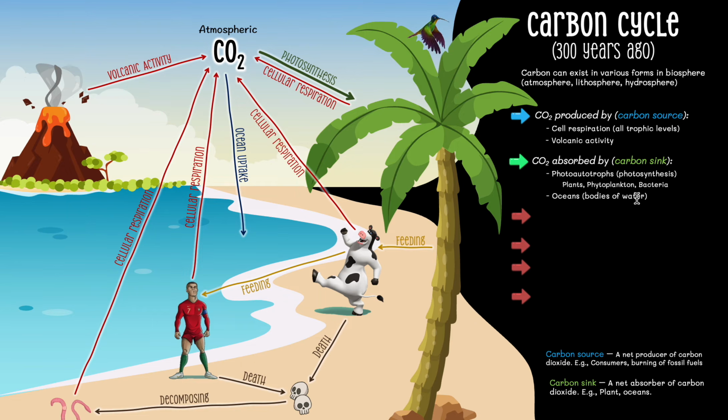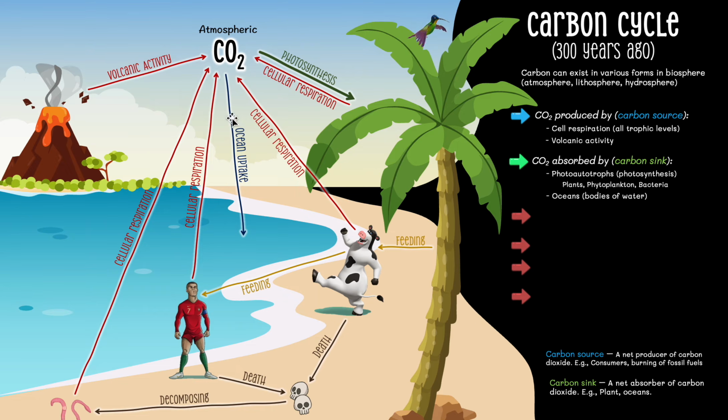Okay. But remember, things like bacteria can do photosynthesis as well. And also, very important, oceans. I told you before that carbon dioxide can diffuse into bodies of water like the ocean, a lake or river. As it goes into the water, it dissolves into it. So it's technically removed from the atmosphere. So an ocean is another example of a carbon sink.